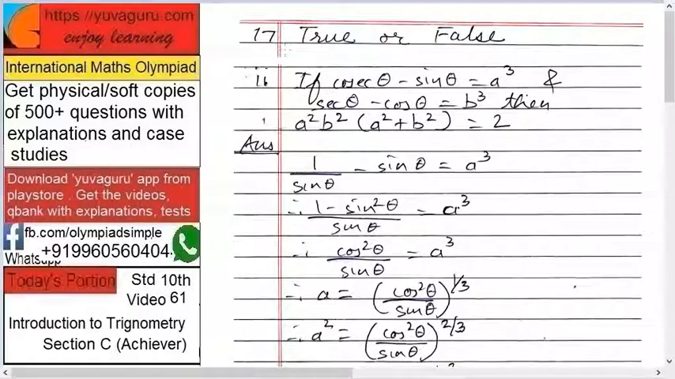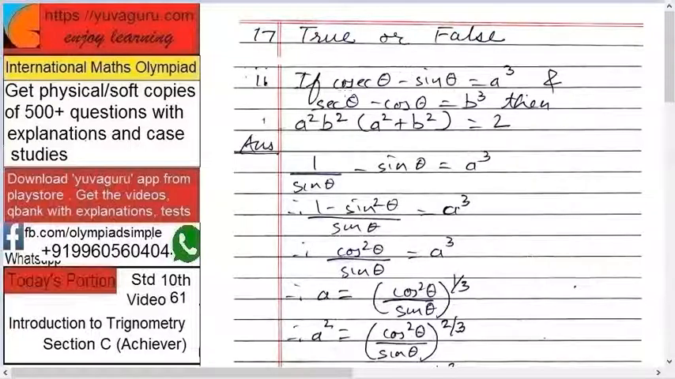Let's start. True or false? This is the second one. We have done the first one in our video number 60. If cosec theta minus sin theta equals a cube and sec theta minus cos theta equals b cube, then a square b square into a square plus b square equals 2. Okay, we have to check this basically.